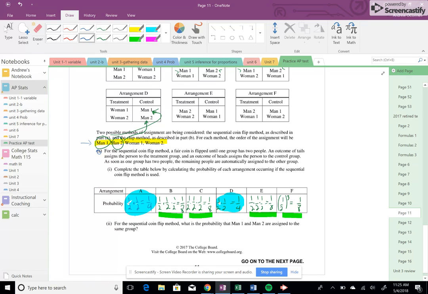So the actual question: for the sequential coin flip method, what is the probability that man 1 and man 2 are assigned to the same group? 2 out of 6, or 1/3.